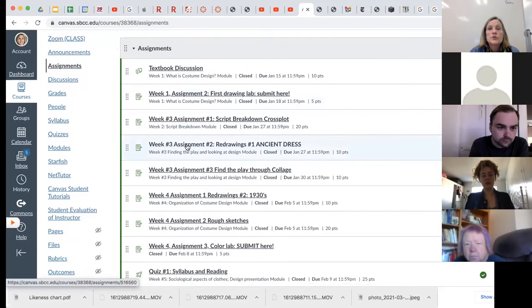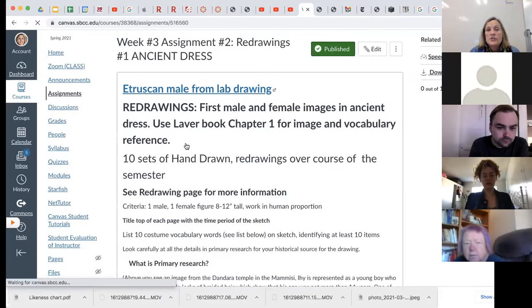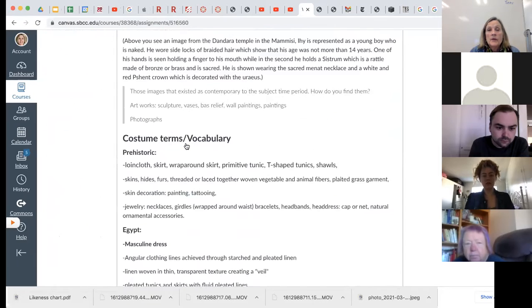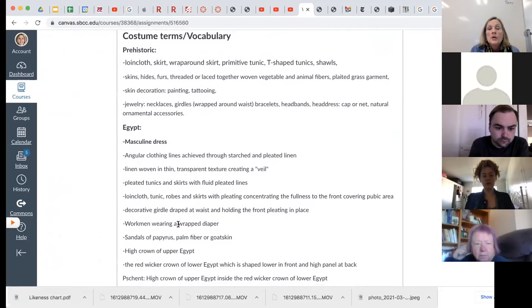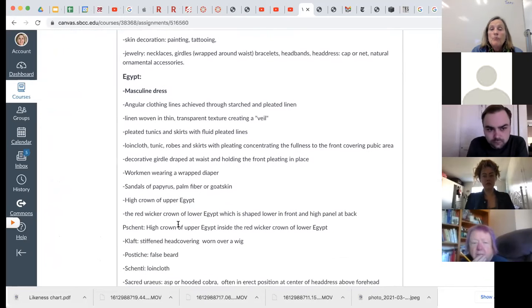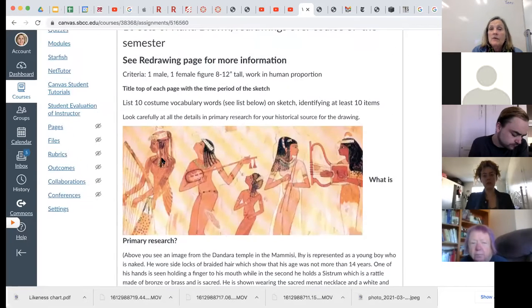Let's go to the redrawing. Here's the redrawing because this has your vocabulary. So here's vocabulary that you pick out. Pick out things that are, as we did before, without any helps. Pick out things that tend to be long lasting, or they may repeat in another time period. So in this particular garment, we may pick loincloth because we see loincloth repeating. We see tunic repeating.